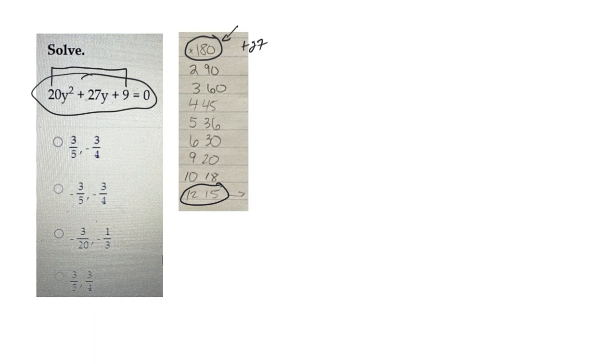And notice they're both positive, so it has to multiply to a positive, has to add to a positive 27. Those are your numbers. A lot of people are tempted to just throw that in brackets and be done. But when you use the AC method, what you have to do is split that term. So split that into 12y plus 25y. And then carry the other stuff down.